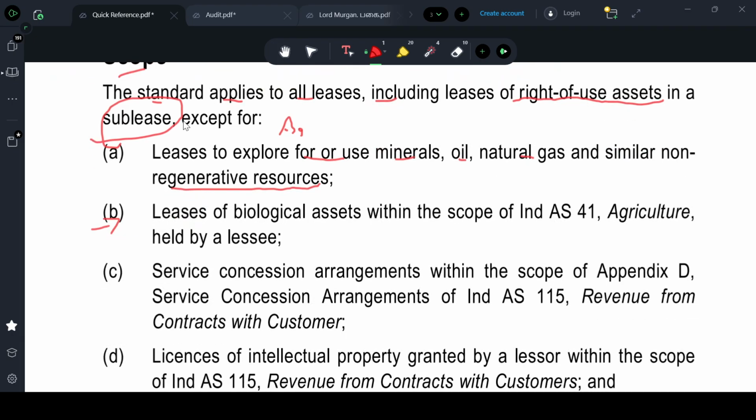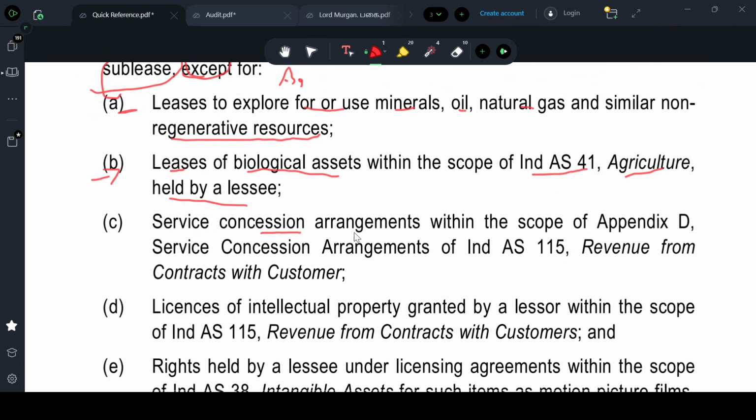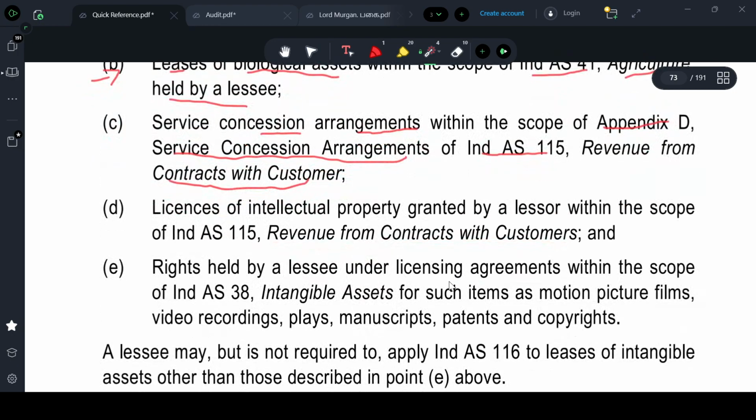This lease standard won't apply to them. The leases of biological assets, within the scope of Ind AS 41 Agriculture, this lease won't apply there. Service concession arrangements, within the scope of Appendix D, Service Concession Arrangements, Ind AS 115 Revenue from Contracts with Customers, this lease won't apply. Licences of intellectual property granted by the lessor within the scope of Ind AS 115, this lease won't apply there.